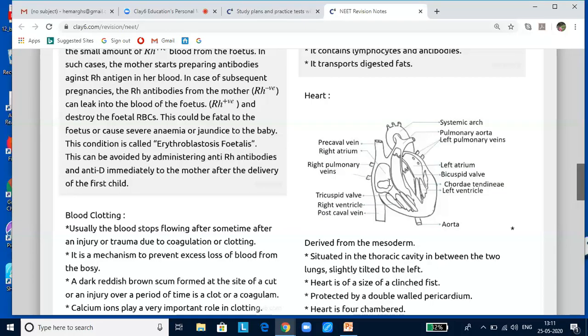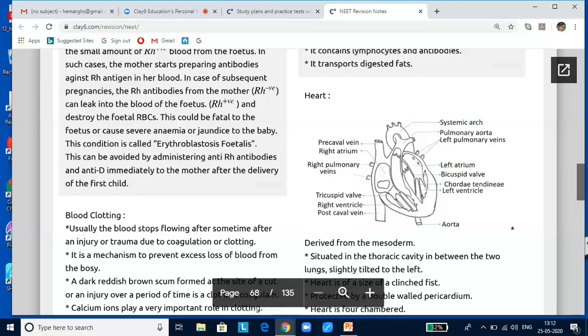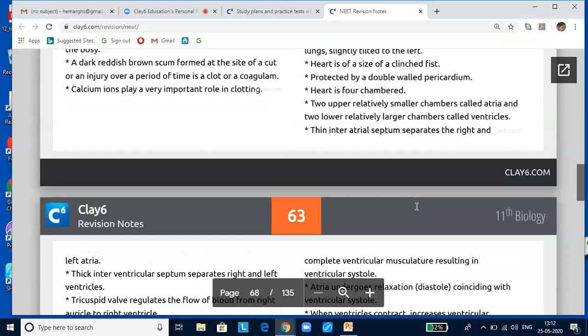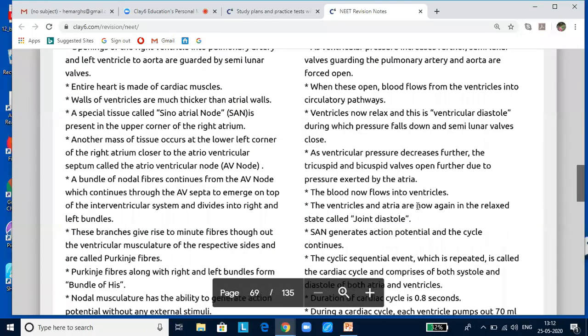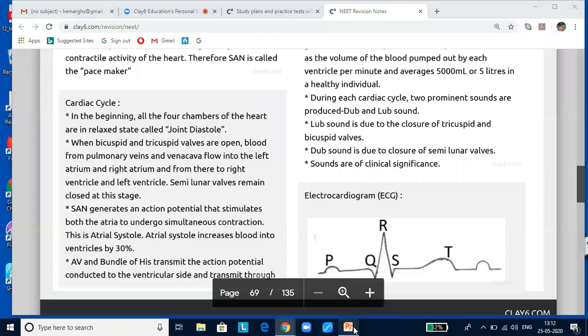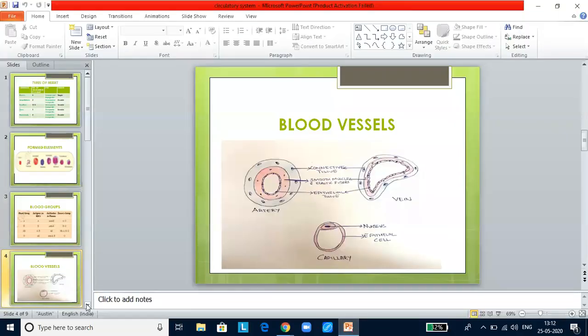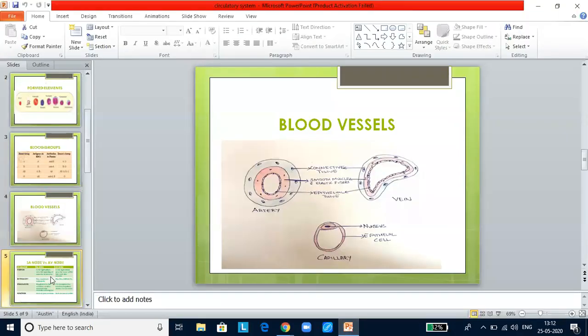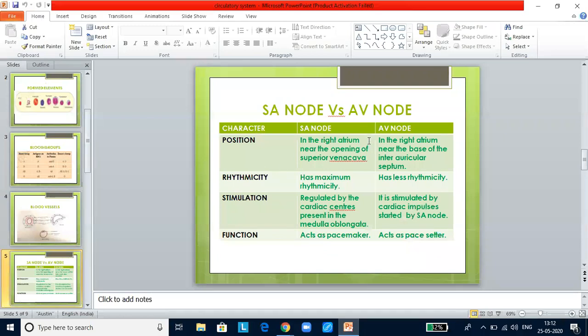Now, this is the structure of the heart. As I said, you need to know all the terms associated with it, and also the location and the function. Now, before getting back to the cardiac cycle, let us see some distinctions we need to learn from the NEET point of view: SAN versus AV node.